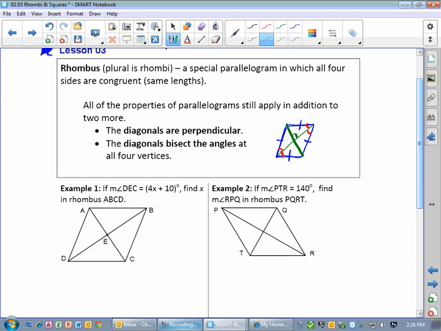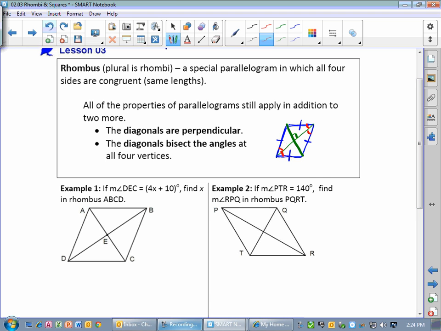And if I know this angle right here, let's say I know that's 37, then the other one would be 37. And the whole angle there would be 74. Right? And so that means this angle would be 74. And these two have to add up to 180, so this would be 106, and so on. We can continue finding everything else.